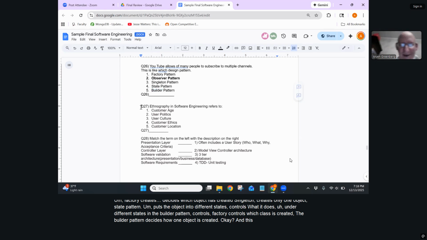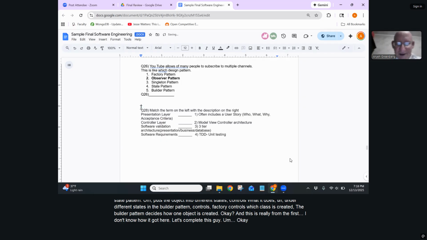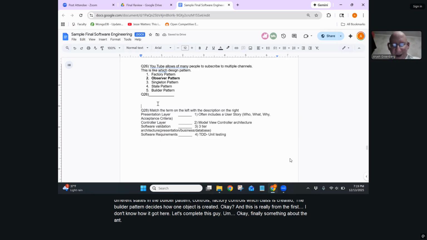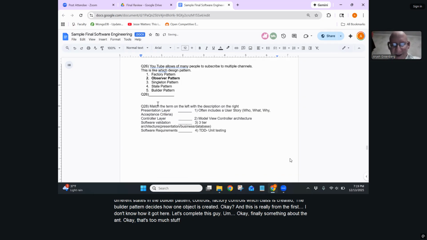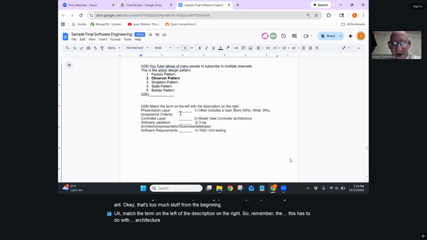And this is really from the first, I don't know how it got here. Let's complete this guy. Okay, finally something about the end. Okay, that's too much stuff from the beginning. Match the term on the left with the description on the right. So remember this has to do with architecture, right? And why is this over here? I don't know. Okay, so the presentation layer.